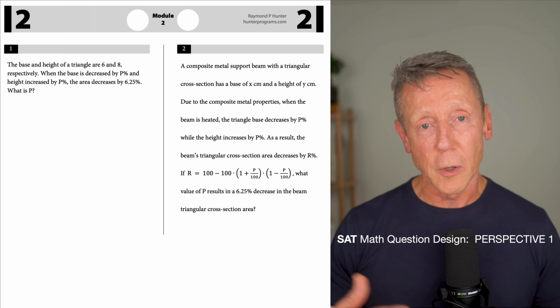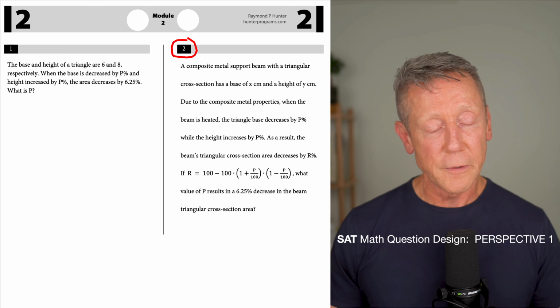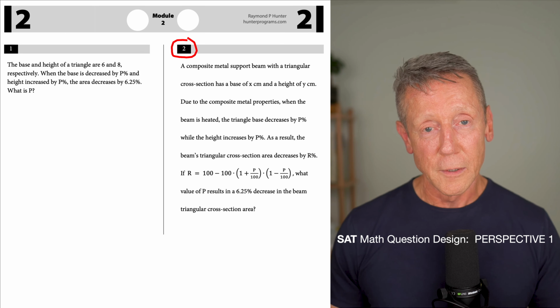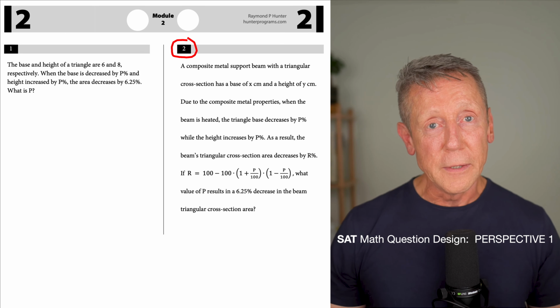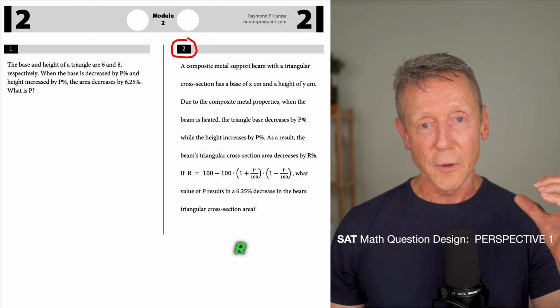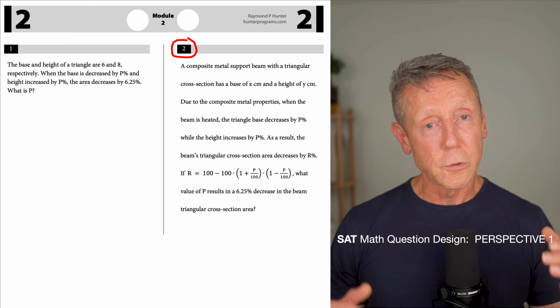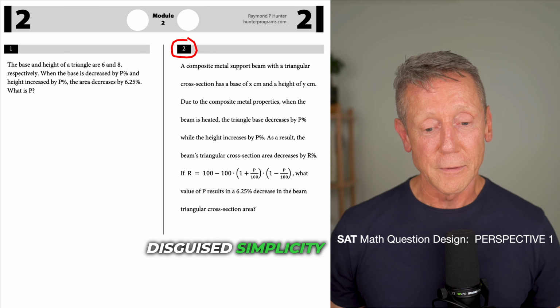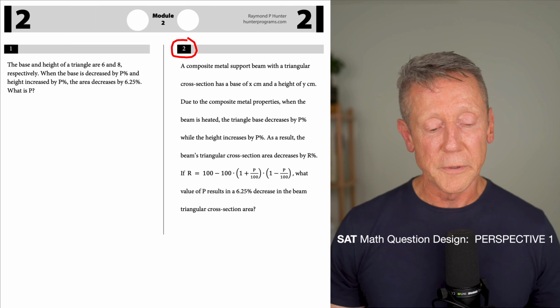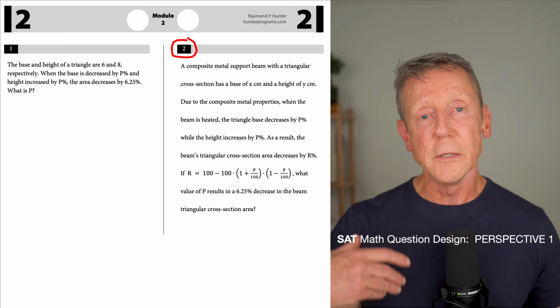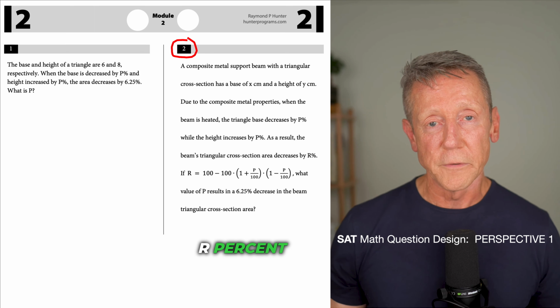And now let's look at the problem on the right. The first thing I noticed is disguised simplicity. I mean, there's all that stuff, and in the end, all you needed was R and to use Desmos. Clearly disguised simplicity. The second thing I noticed about the problem is the distractor trap. They give you R%, but in the equation you need R.